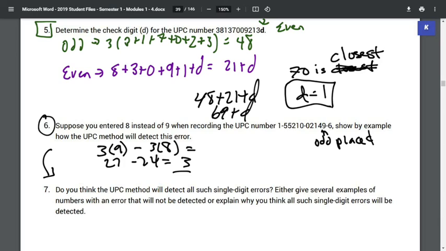So this kind of leads into our next question. Do you think that it will detect all single-digit errors here? Your answer here will be yes. It is going to detect all of our different types of single-digit errors, whether that's in an even or an odd placed position. So that's going to wrap up 113, which is on universal product codes.